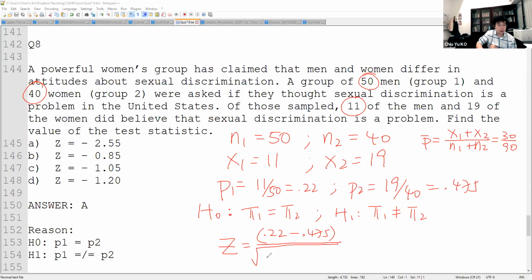So it will be 0.333 times 1 minus 0.333, a little bit longer for the denominator, times 1 over n1, which is 50, plus 1 over 40. Yes, I think that is the way we calculate. So the answer is negative 2.55. Okay, so the answer is A.